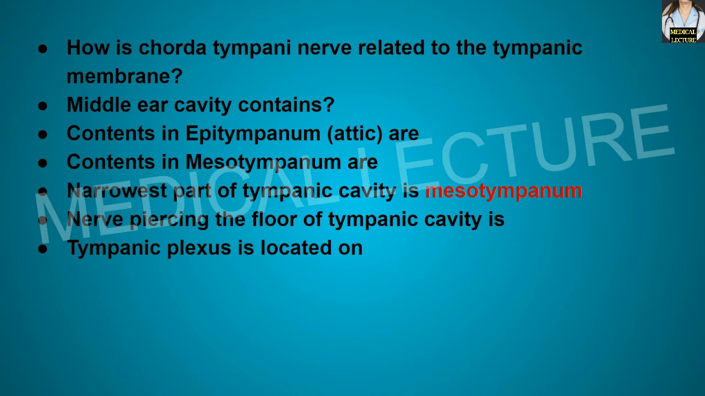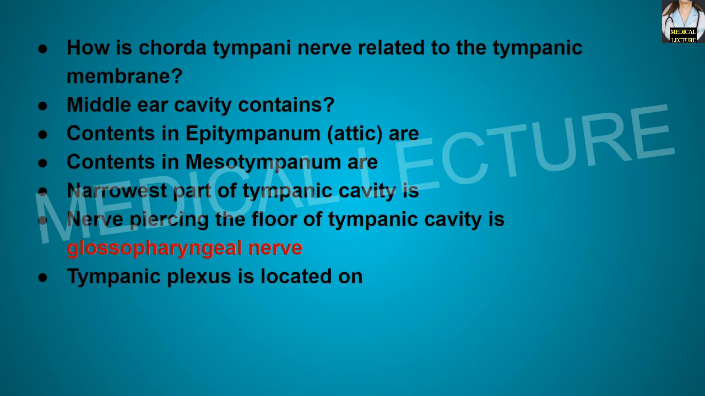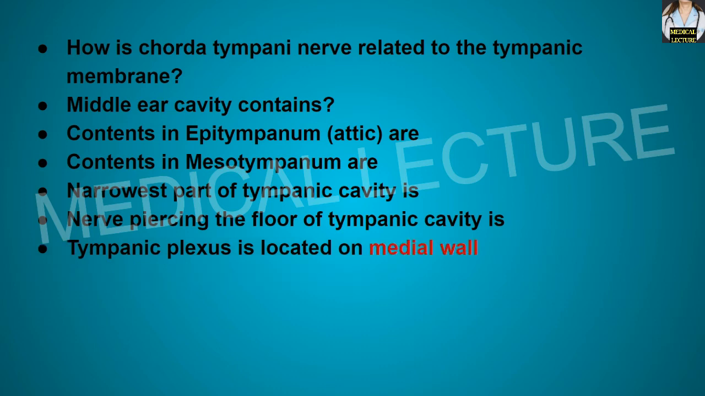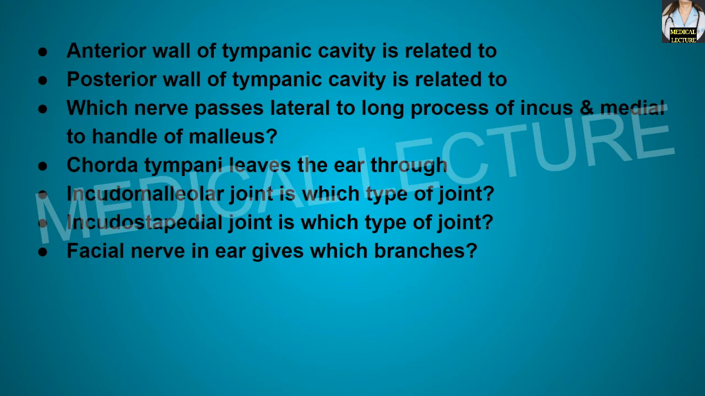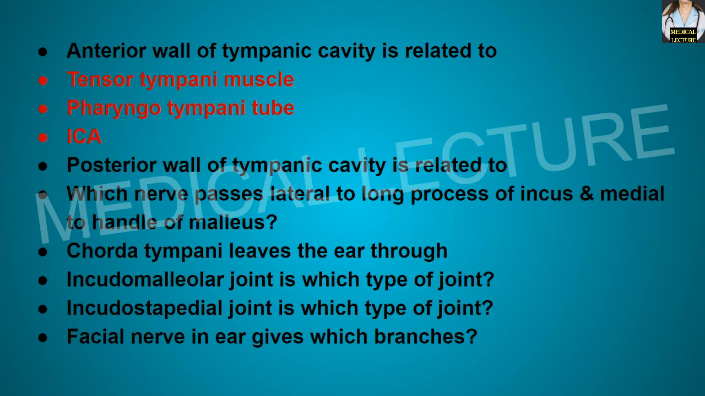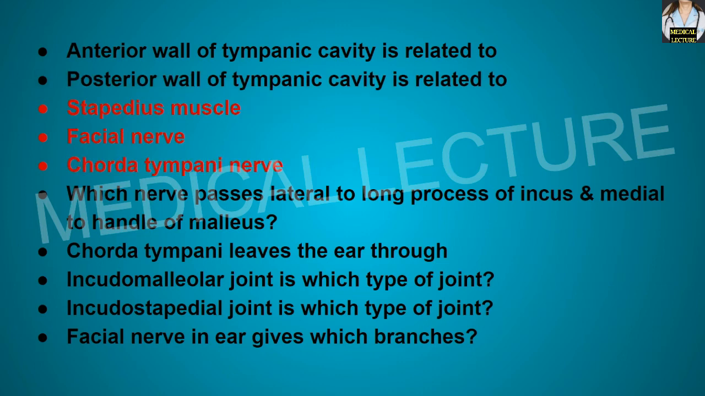Now which nerve pierces the floor of the tympanic cavity? The glossopharyngeal nerve pierces the floor of the tympanic cavity. The tympanic plexus is located on which wall? It is located on the medial wall. The anterior wall of the tympanic cavity is related to which structures? The tensor tympani muscle, the pharyngotympanic tube, and the internal carotid artery. The posterior wall of the tympanic cavity is related to which structures? The stapedius muscle, the facial nerve, and the chorda tympani nerve.